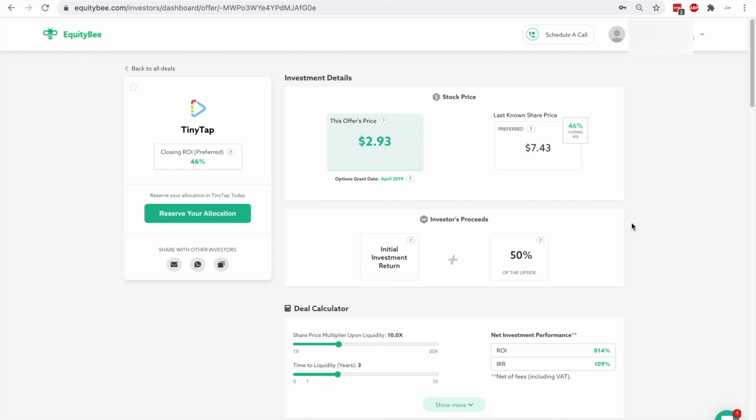And then if you decide this is the right startup for you guys, you can also decide to invest.